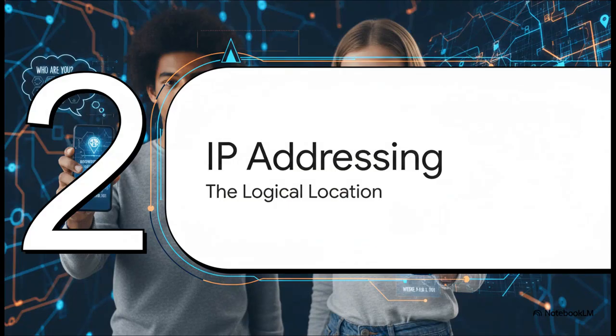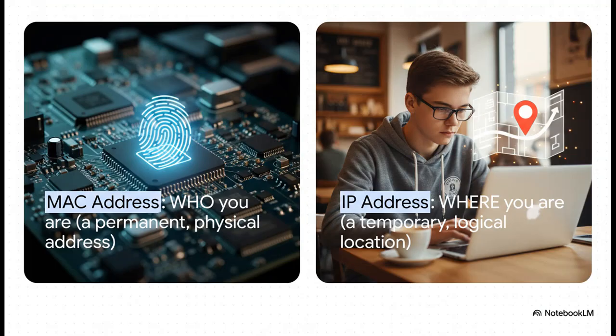Right, so that's the who sorted. Now let's move on to the other half of the puzzle, the where. This is your IP address. And this is the absolute core difference. A MAC address is who you are, a permanent physical ID. An IP address is where you are, a temporary logical location. It basically tells the rest of the internet where to send data to you right now.